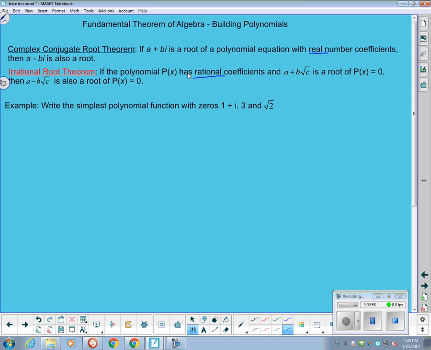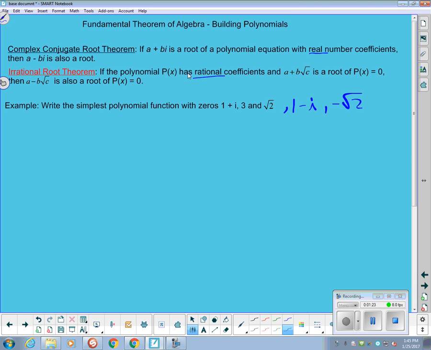So in a problem like this, where it says, write the simplest polynomial function with the zeros of 1 plus i, 3, and square root of 2, it means that the 1 plus i is not alone, but there should also be a 1 minus i, and the square root of 2 is not alone, there should also be a minus the square root of 2. All right, so let's get started.